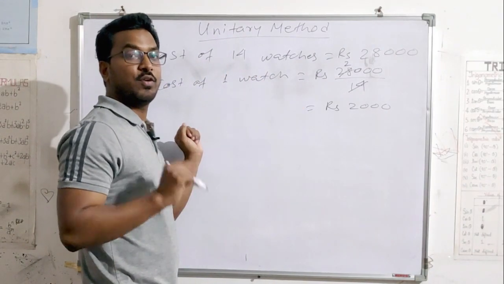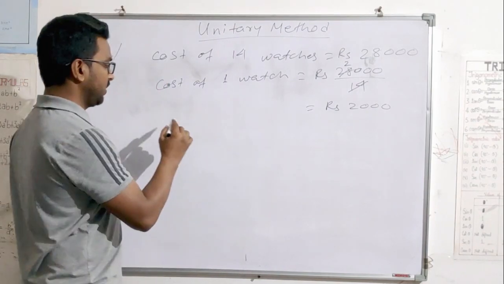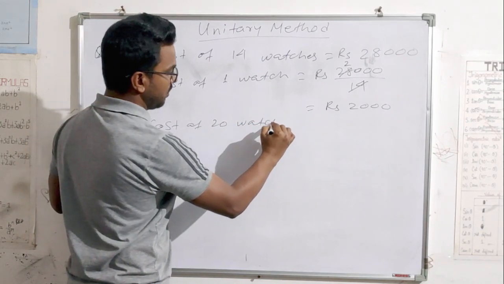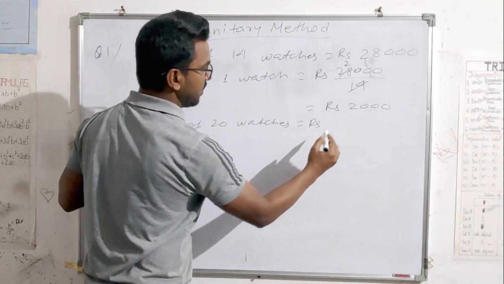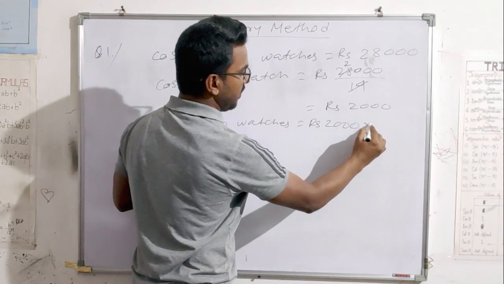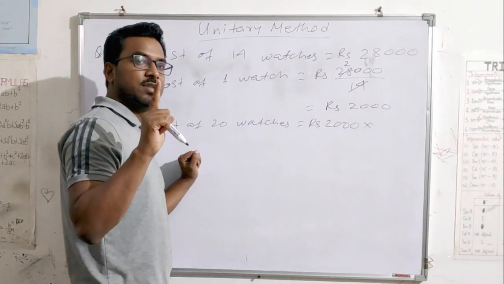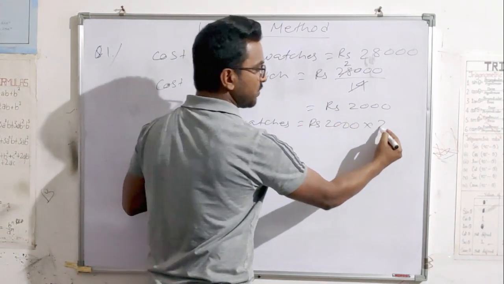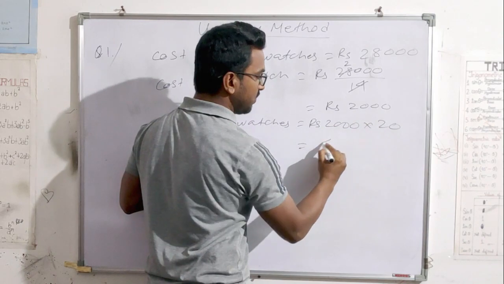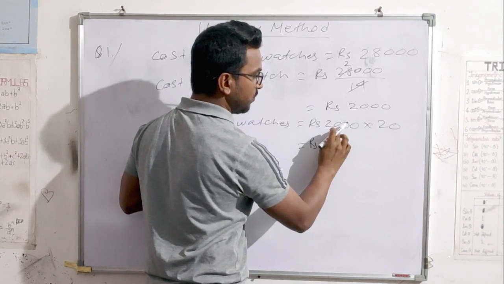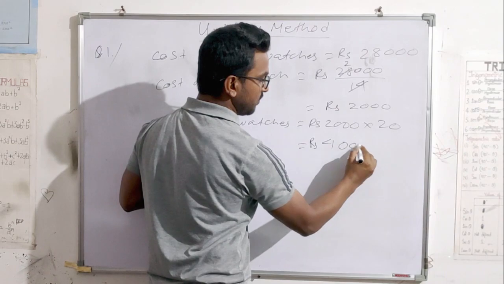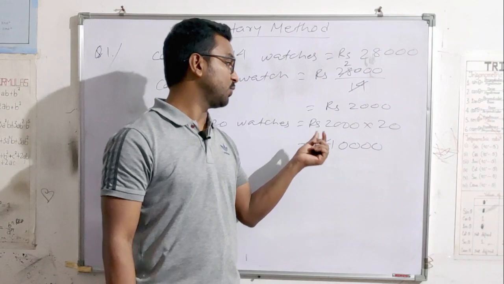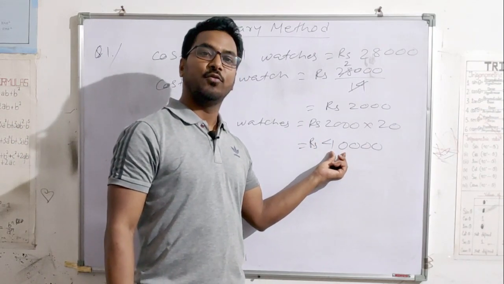Now we have to find the cost of 20 watches, right? So we'll write: cost of 20 watches is equal to rupees 2000 into 20. If one watch costs 2000, 20 watches will be, you just multiply by 20. 2 twos are 4, write down. How many zeros? 1, 2, 3, 4, so 4 zeros. So the total cost of 20 such watches will be 40,000.